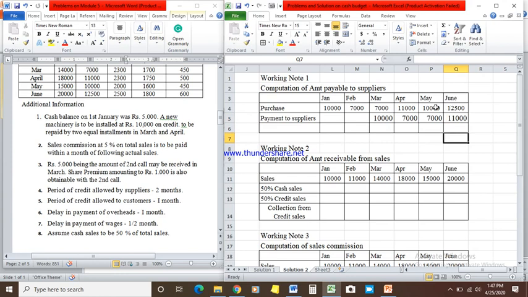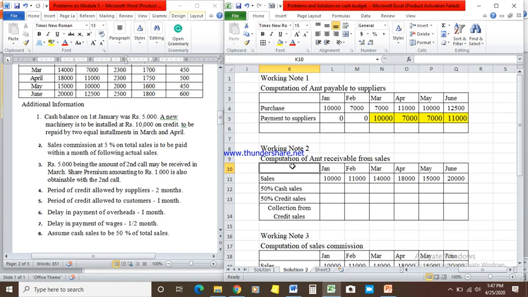Now what about May and June? May payment will be made in the month of July, and June will be made in the month of August, but those months are not falling in our budgeted period, so we are not going to consider them. We are going to look into only these items. In January and February there is no payment on account of creditors, so only from the month of March the payment is going to start.